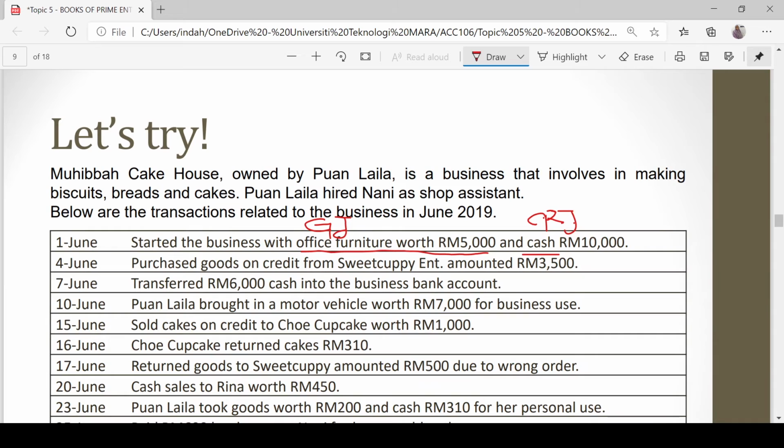Purchase goods on credit. This is a purchase of goods on credit, you did not make any payment, so no cash is involved, right? So you cannot record it in the cash payment journal, because you did not take any cash for the payment to Sweet Kapi Enterprise. This is on credit. So we cannot record it in the cash payment journal, but we can record it in the purchase journal, because this is a purchase of goods.